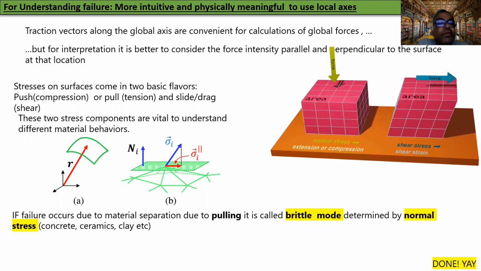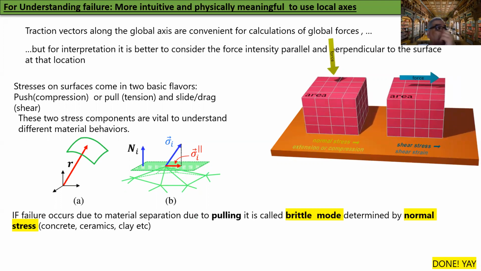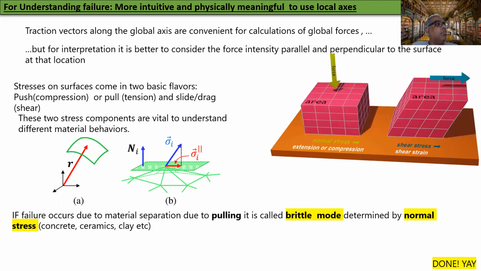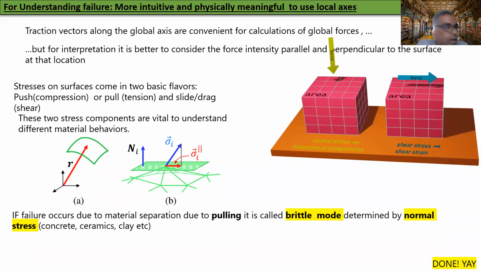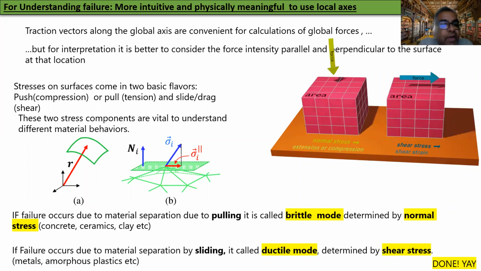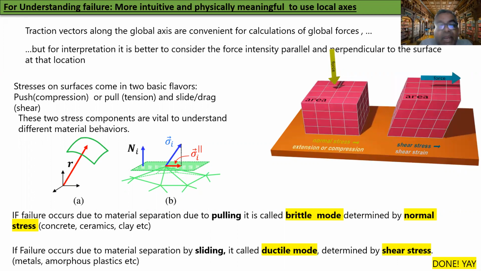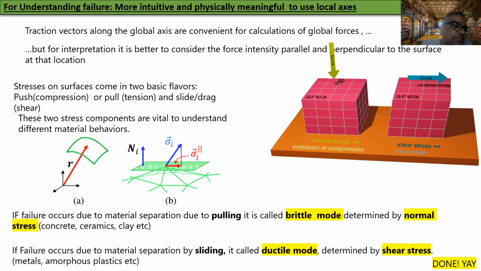If failure occurs due to material separation due to pulling, that is normal stresses, then it is called brittle mode. Notice I did not say brittle material, I said brittle mode, because the same material may have brittle mode failures or ductile mode failures. Most concrete, ceramics, clay typically have brittle mode failure under tension, but not all the time. The other one, if failure occurs due to material separation by sliding, it's called ductile mode. And this is determined by shear stress.